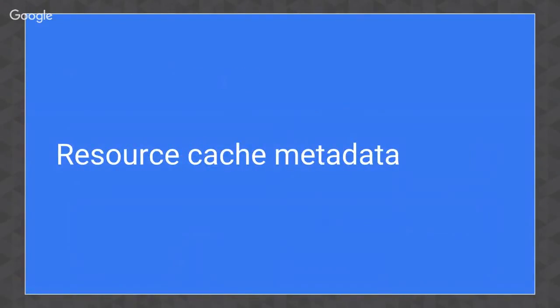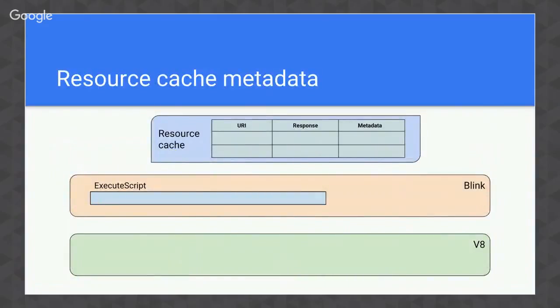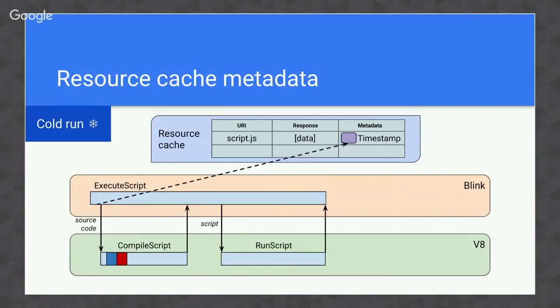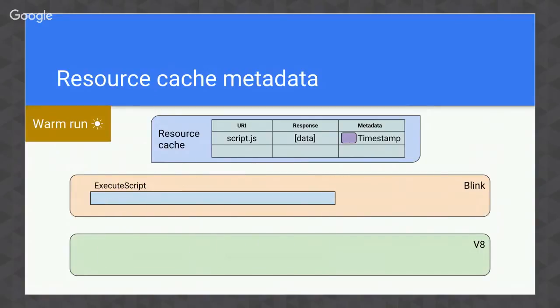So we have a second tier of caching on the actual resources, metadata on the resources stored by the browser. The browser has a resource cache, which it uses for network requests in general. On a cold run, when the browser navigates to a particular script, it caches that data, and it has an associated metadata field, initially empty. When we execute that script, we just throw the current timestamp into that metadata for later, and we proceed as normal on a cold run.